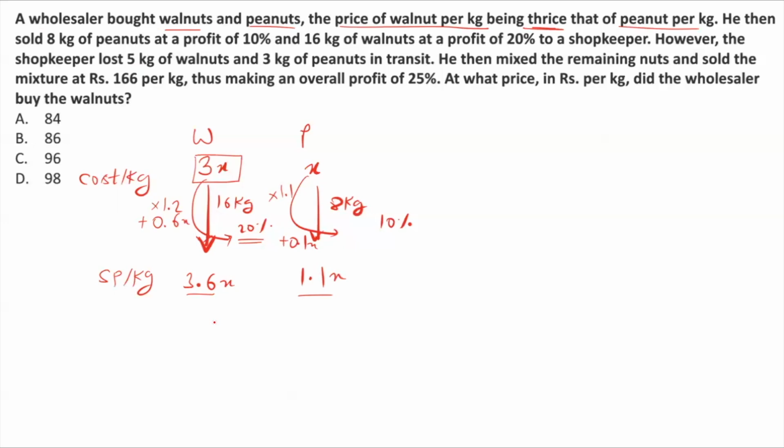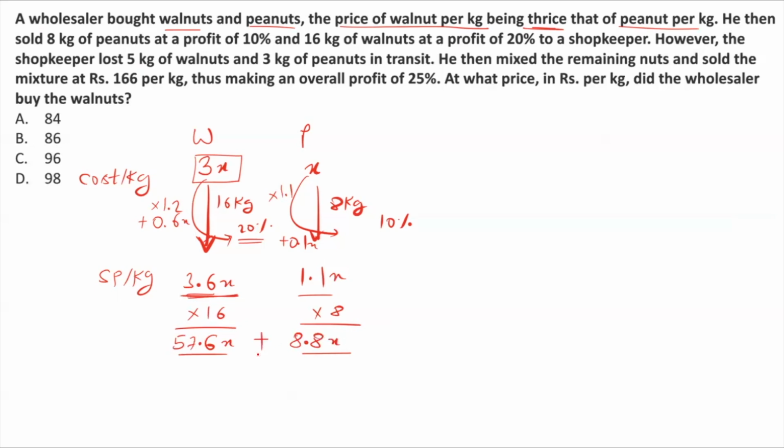And like this, he sells 16 kg of walnuts and then 8 kgs of peanuts. So selling price per kg of walnut gets multiplied by 16 and the selling price per kg of peanuts gets multiplied by 8. We get the overall selling price of walnuts and peanuts. Walnuts, the overall selling price will be 3.6x into 16. That will be 57.6x. And for peanuts, the overall selling price is 1.1 into 8, 8.8x.